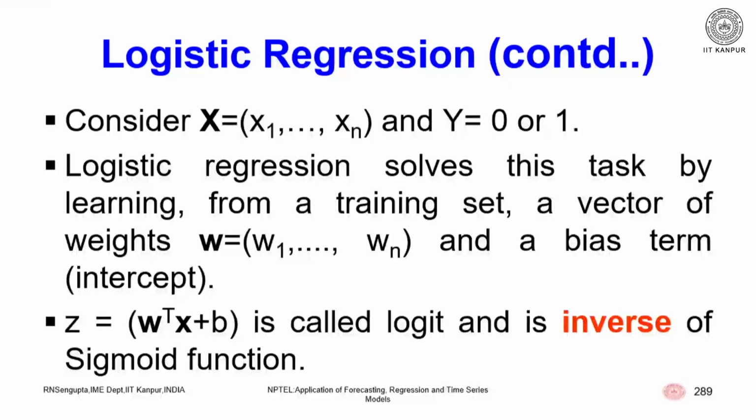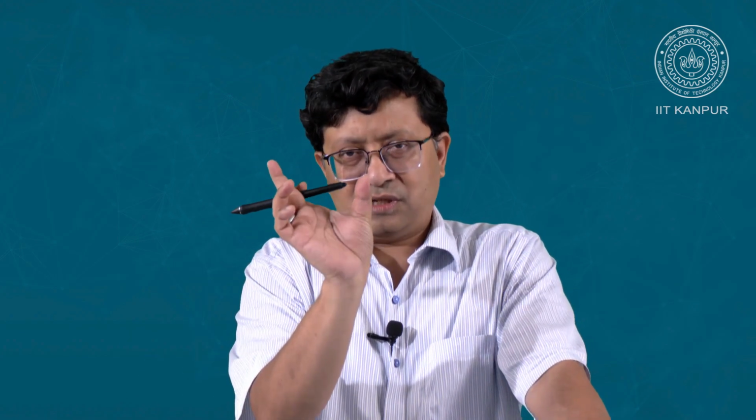And z is called the logit, the inverse of the sigmoid function, which is given by this, and we will utilize this function. So, W transpose x: W is a row vector and x can be considered a column vector. When you multiply W transpose, a row vector, with x, a column vector, the value is a scalar. Scalar plus b, which is the intercept, will give you the z value, which can be considered as the inverse of the sigmoid, and based on that we try to find the probability.